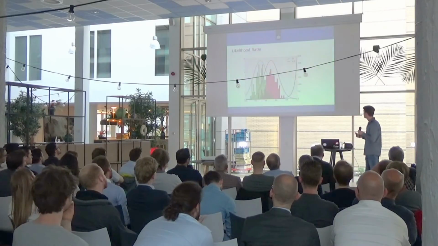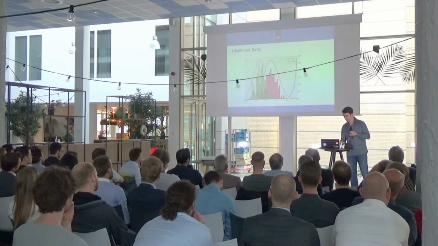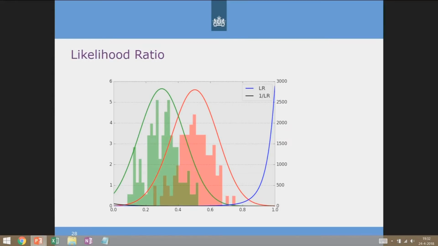Then you can finally calculate your likelihood ratio by having an observation and looking at the relative probabilities under the different hypotheses. The further you go to the right, the higher the likelihood ratio. If you go really far to the right, it just skyrockets a little bit. It reaches something like 3,000.